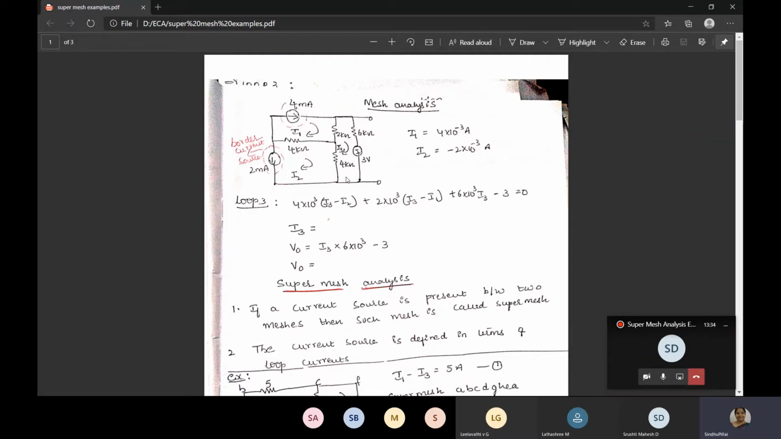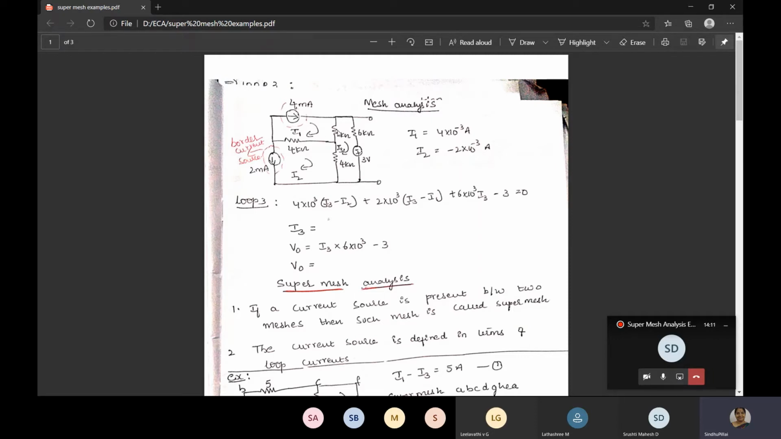That is loop 3. What is the equation for loop 3? As we have studied in mesh analysis, we write Kirchhoff's voltage law, that is, we write voltage in terms of current and resistance. We start with the 4 kilo ohm resistor. For this resistor we have 2 currents, I3 and I2. Since we are writing the equation for loop 3, we write the I3 current first: 4 into 10 power 3 into (I3 minus I2), plus 2 into 10 power 3 into (I3 minus I1).